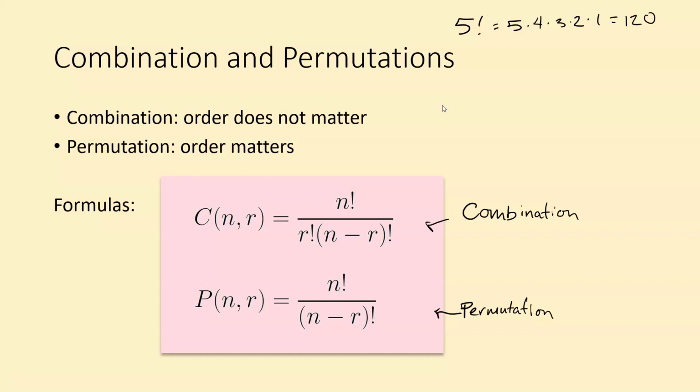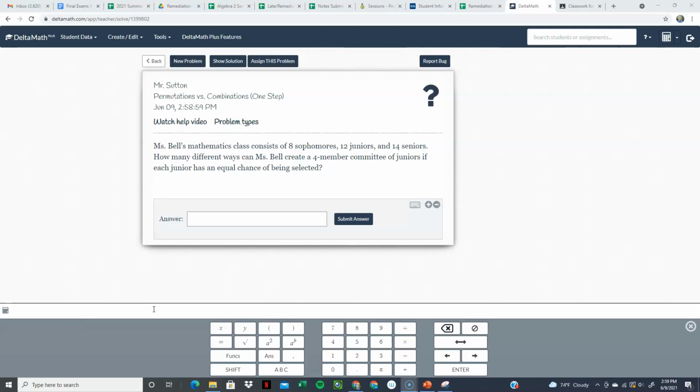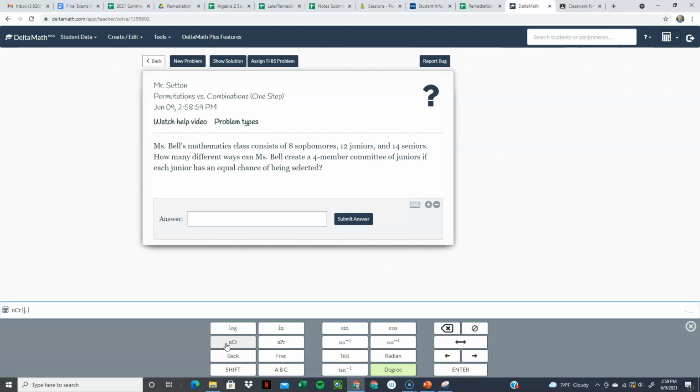So now we're going to go ahead and move to Delta Math and look at some examples using combination and permutation. And the reason why I wanted to look at these on Delta Math is because I wanted to show you that Delta Math has these formulas for you. Here's the combination formula right here and the permutation formula right here. So you do not actually need to calculate any of that stuff by hand for these problems because it is all in the calculator on Delta Math. So I'm going to show you how to use that.